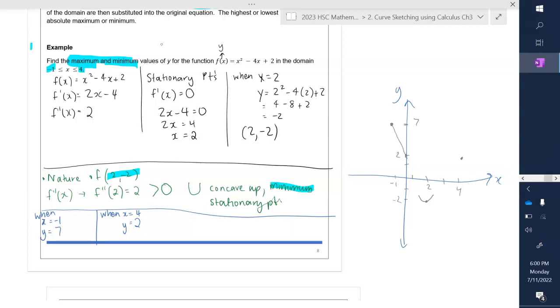It's going to go through here. It's going to go down there. It's going to go back up here. And that's what my graph is going to look like.